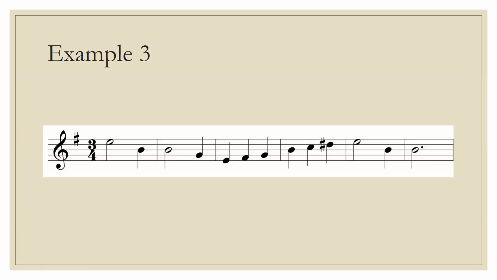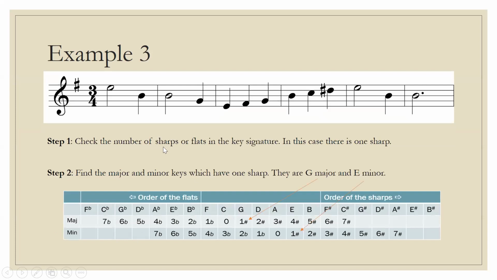All right, now let's look at another example. Here, we're going to go through each of the steps again. Step 1, we check the number of sharps or flats in the key signature. There is 1 sharp. Step 2, we go to the key signature table. The major key with 1 sharp is G major. The minor key with 1 sharp is E minor. So our options are G major or E minor.